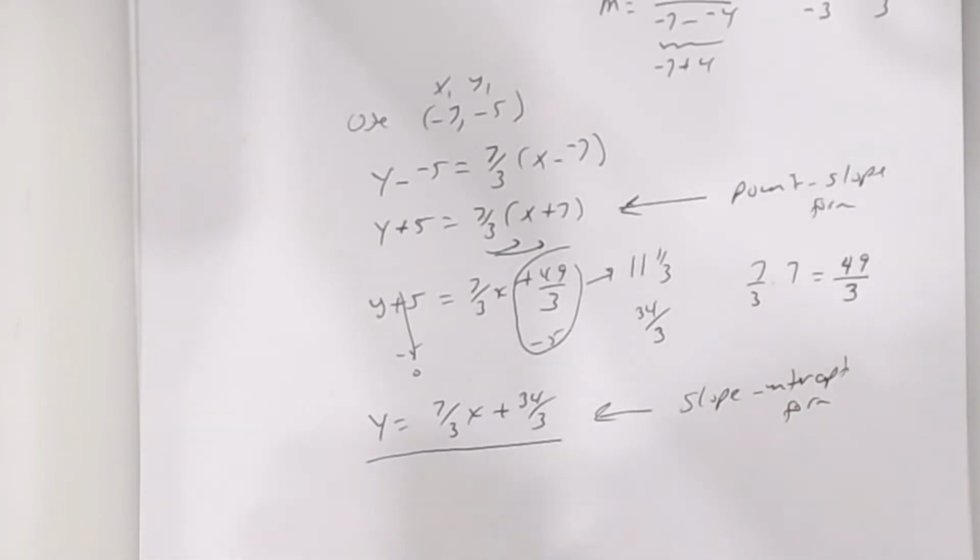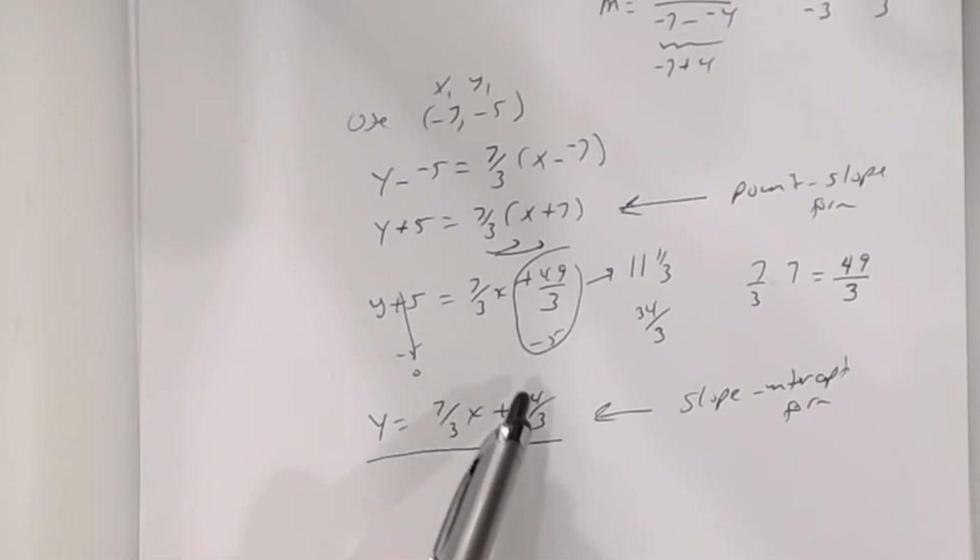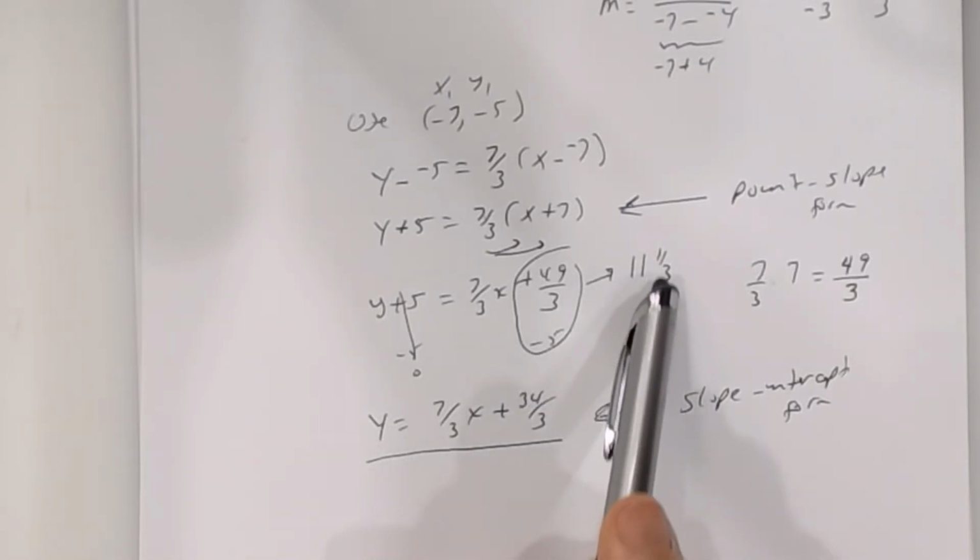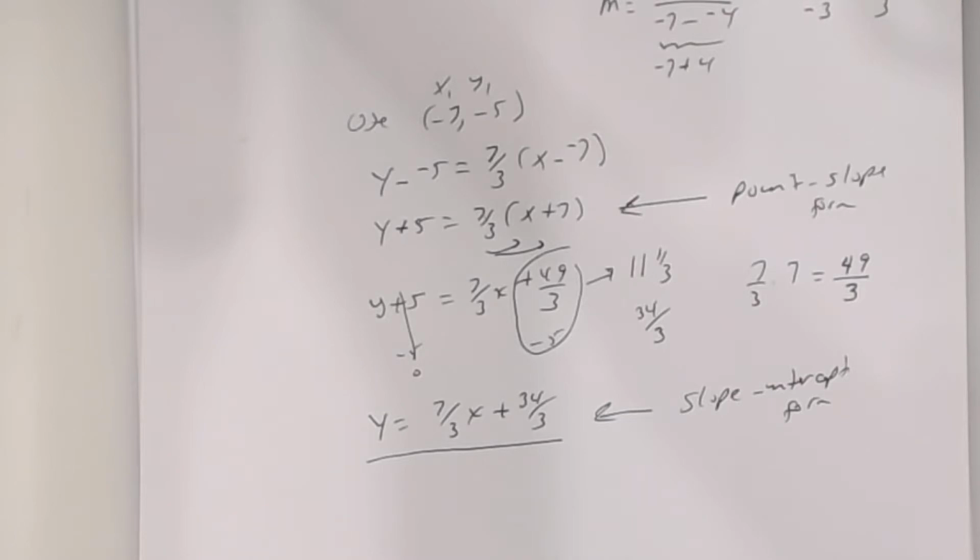All right, so you found the slope. So from here, you can tell me the slope. What's the slope? 7/3. And where does it cross the y-axis? 34/3, or 11 and what? 1/3?